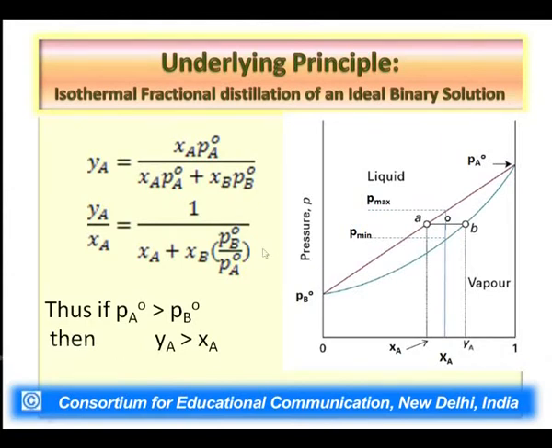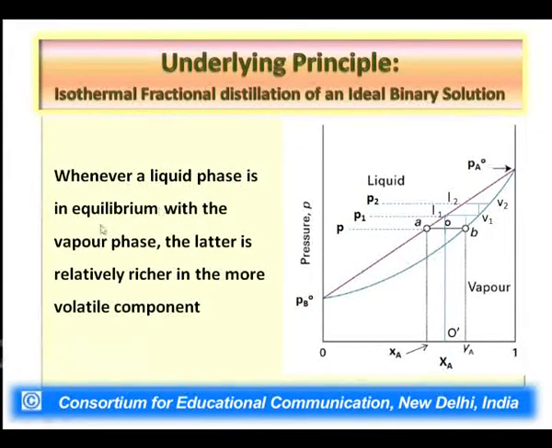Now it is important also to note that isothermal fractional distillation means at constant temperature. So, this diagram is also drawn at constant temperature, if you remember. If you remember, in the last two modules we derived this rule which says that the vapor which comes in equilibrium with the liquid phase has a greater proportion of the more volatile component, or the more volatile component is richer in the vapor phase. In other words, whenever a liquid phase is in equilibrium with the vapor phase, the latter is relatively richer in the more volatile component.